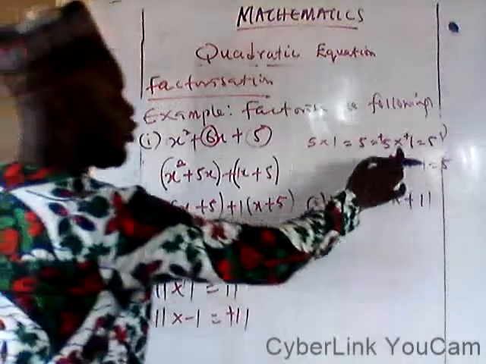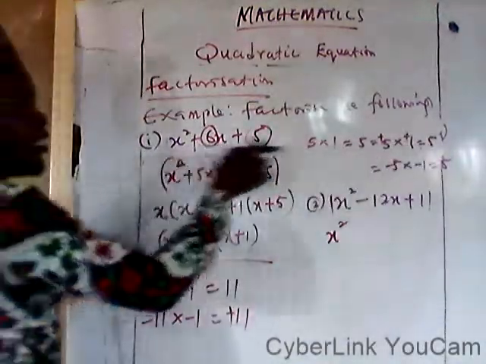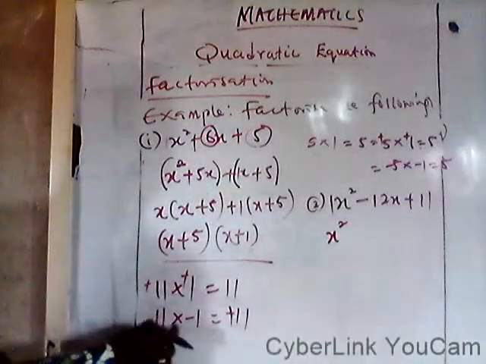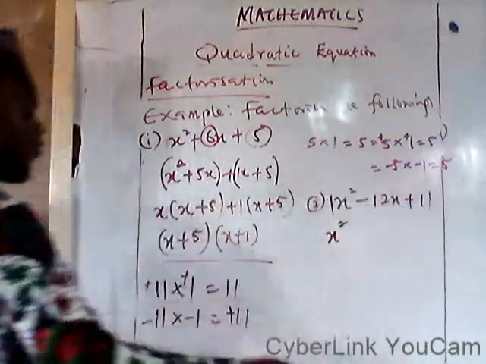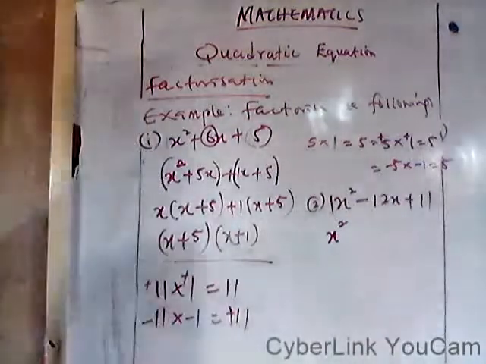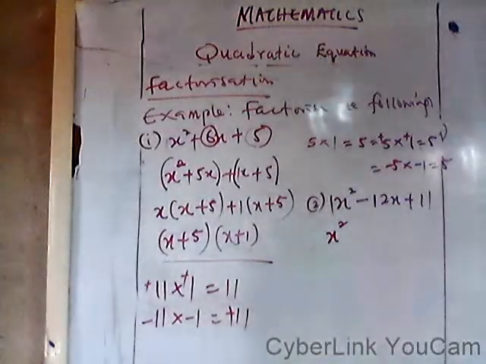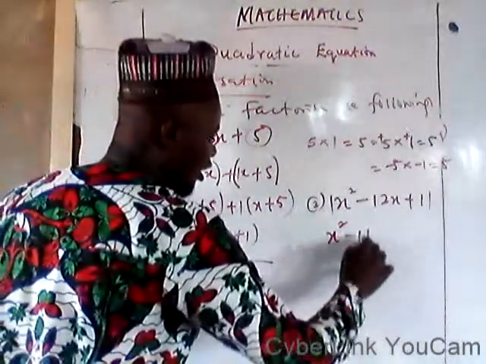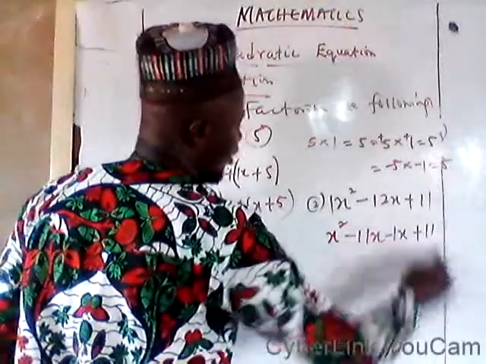This one, when we had your 5 and 1, you get 6, although that's the factor of 5. So this one, now if you had your minus 11 minus 1, you are going to get the number at the middle, which is minus 12. And if you multiply it, you are going to get the last number here, which is 11. It means that minus 11 minus 1 satisfy the two conditions. So we are going to have minus 11x minus 1x then plus 11.